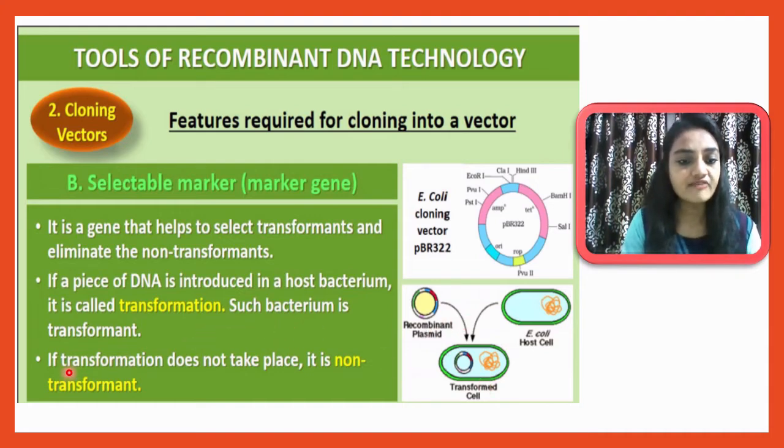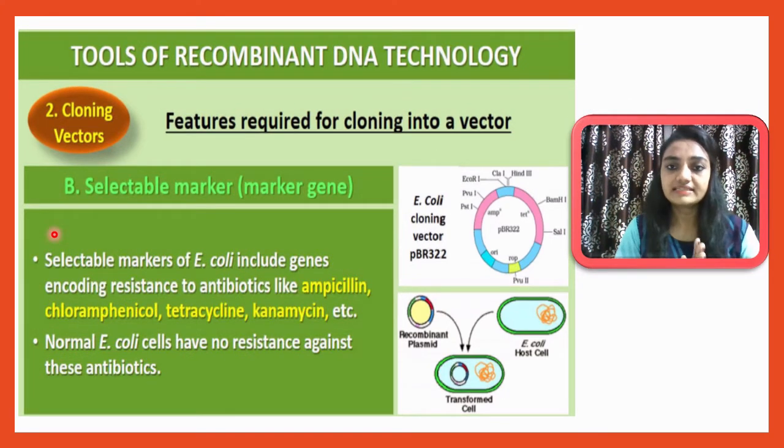It is not possible that transformation occurs every time. Sometimes transformation does not occur even after the procedure. In such a case, if transformation does not take place, it is called a non-transformant. So the selectable marker will help us identify whether the bacterium is transformed or not, and this is a very important step. Selectable markers of Escherichia coli include genes encoding resistance to antibiotics.